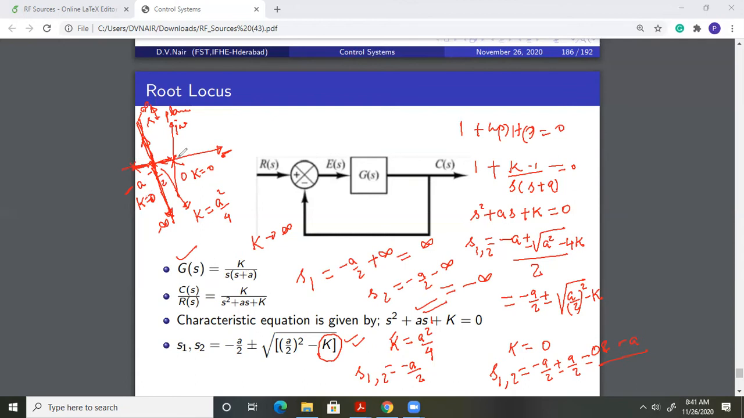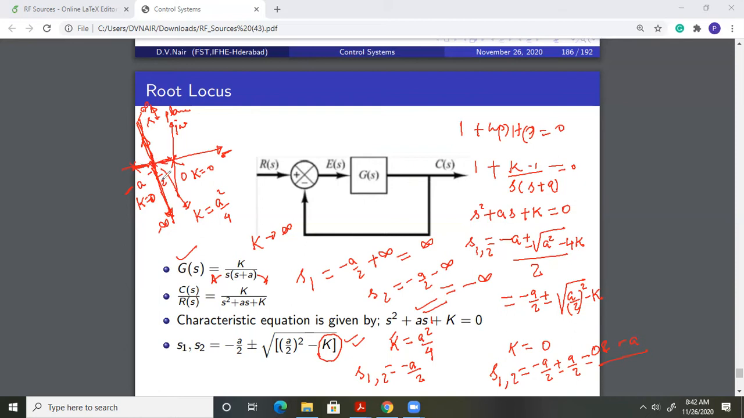So the two branches start at open loop poles. When you plot the pole zero mapping, one pole will be at 0, another pole will be at -a. So the root locus has two branches. Each branch originates at an open loop pole with k equal to 0, and the two branches later on move towards infinity in opposite directions as k tends to infinity. So this is what is called the root locus.